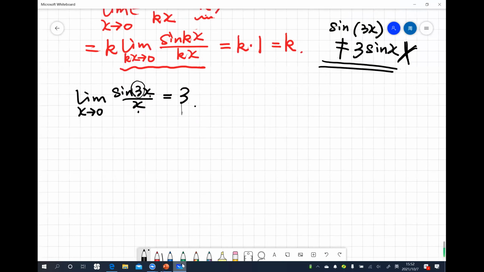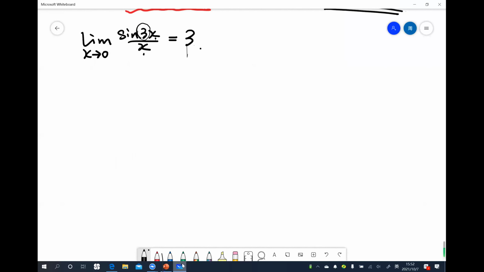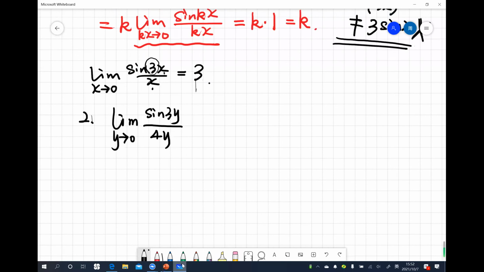The second question is the limit of sine 3y by 4y as y approaches 0. Here, no matter which letter it is, x or y or t or any letter, it will not change the limit. So you can just remember one formula, that is okay.